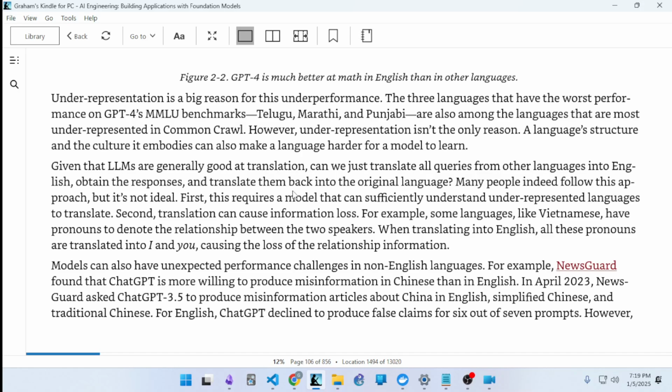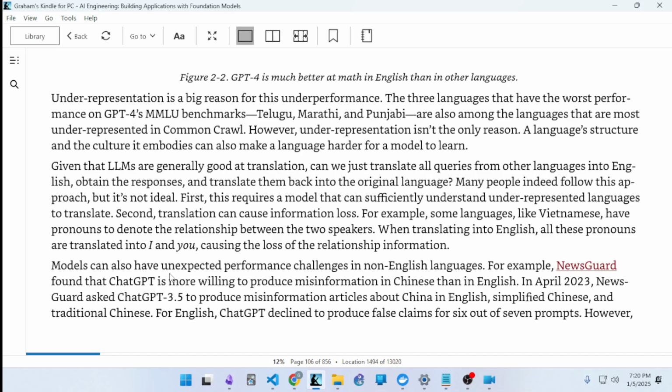First, this requires a model that can sufficiently understand underrepresented languages to translate. Second, translation can cause information loss. For example, some languages like Vietnamese have pronouns to denote the relationships between two speakers. When translating into English, all these pronouns are translated into I and you, causing a loss of relationship information.